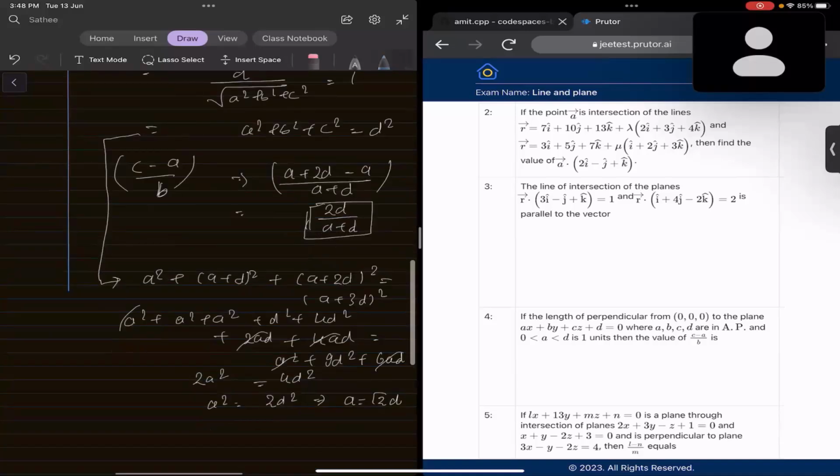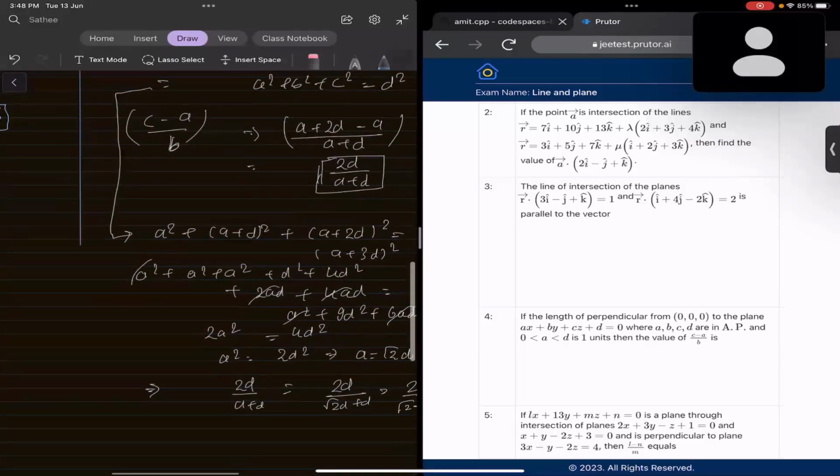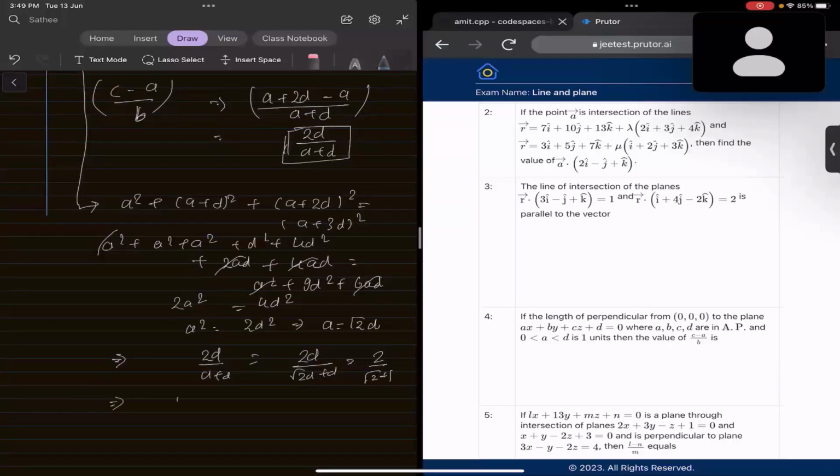So if we put the value in the expression 2d over a plus d, then this is equal to 2d over root 2 d plus d. So this becomes 2 over root 2 plus 1. And if you want to further simplify it, then we can rationalize it: multiply by root 2 minus 1 over root 2 minus 1.